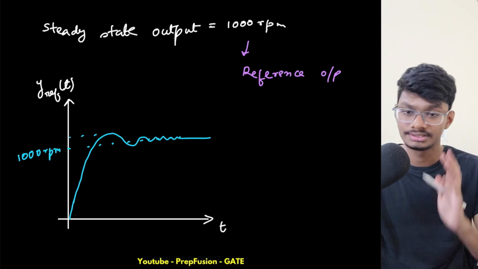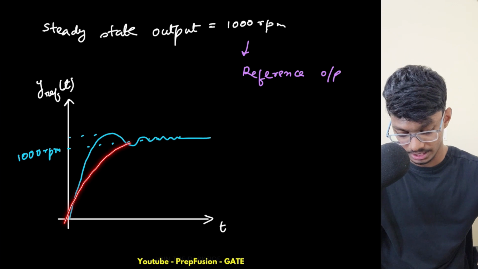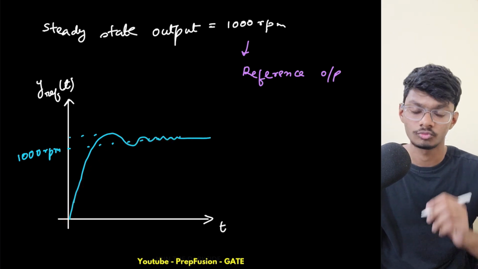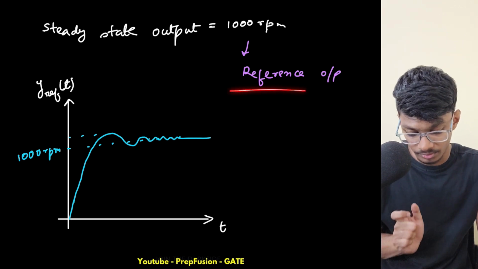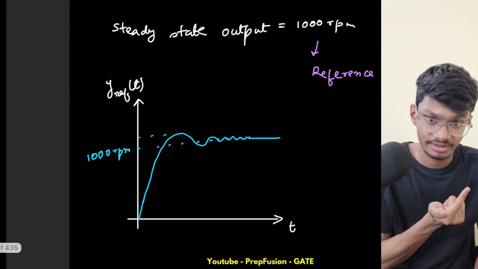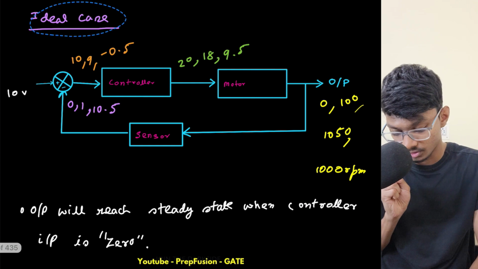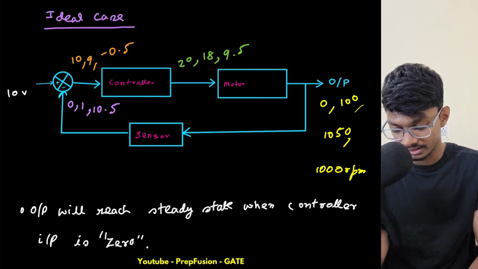Now if, let's say, this was critically damped, this will directly go to 1000 rpm. There won't be any oscillations. Zeta will be 1 here. So this is about my reference output. I got my reference output from this case 1, when my system was ideal.